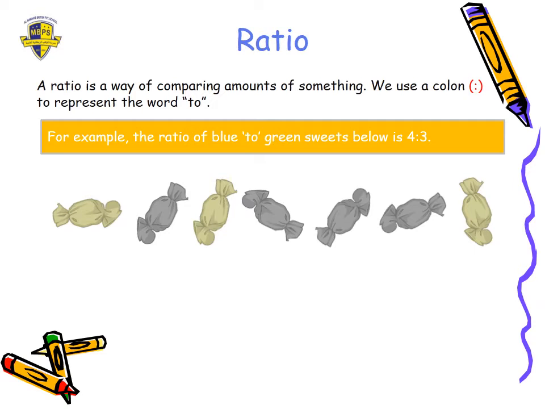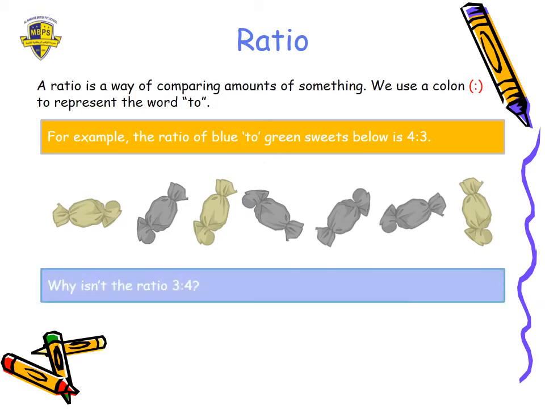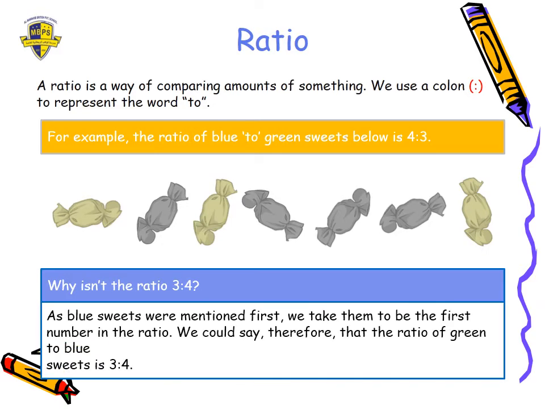Simple. Okay, now the question, why didn't we say it's 3 to 4, not 4 to 3? Who has an idea? Excellent, because the question tells you blue to green, so we have to start with how many are blue. We have 4 blue, so we say this is 4 to 3. If the question is the ratio of green to blue, here we start from the green one and we have 3 green, so we say 3 to 4. Easy.